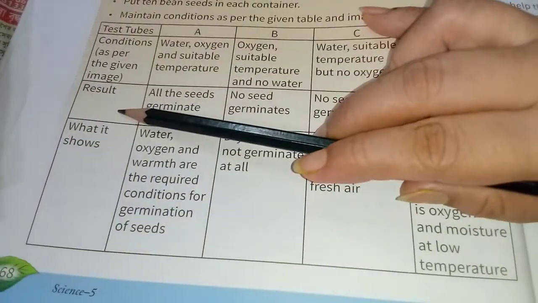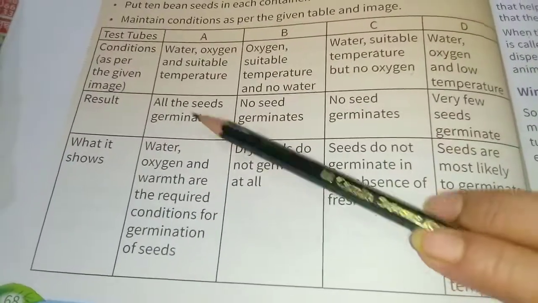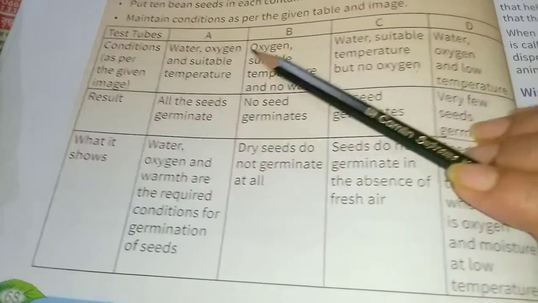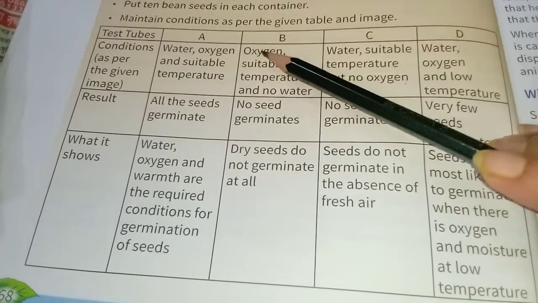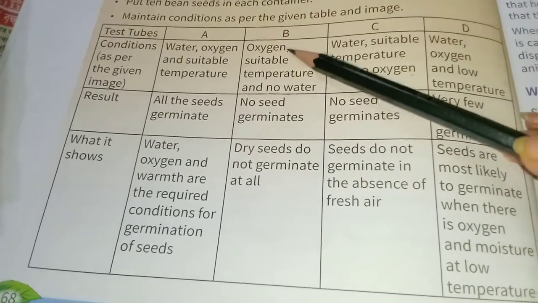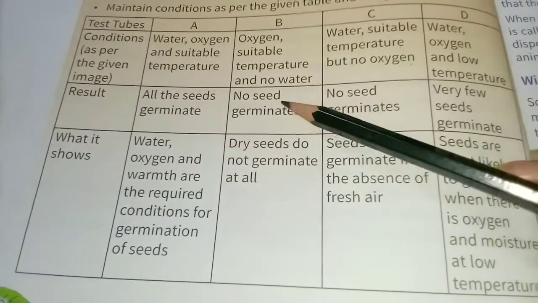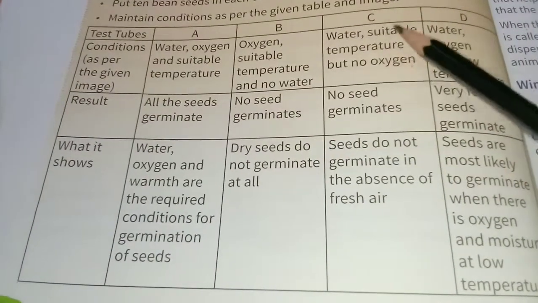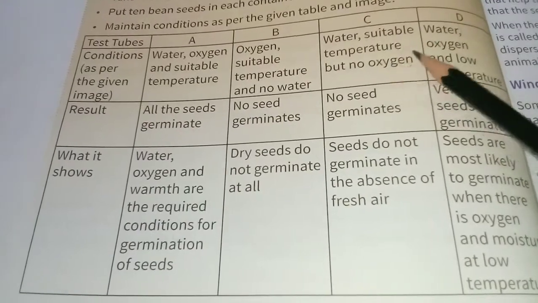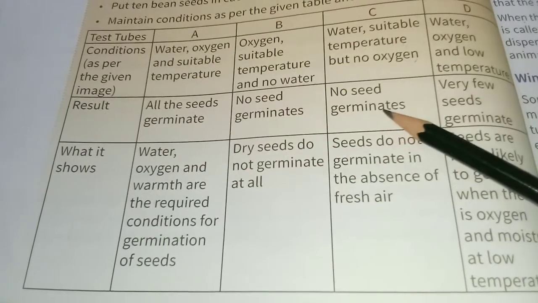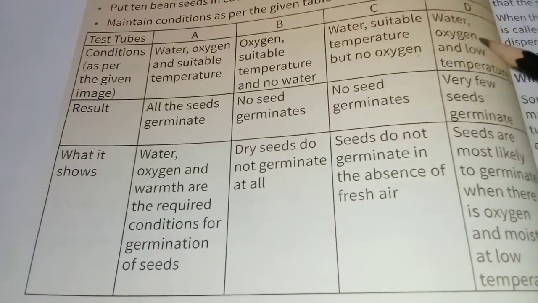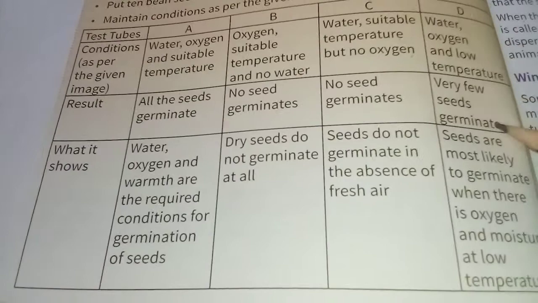Then what will be the result? From bottle A, all the seeds germinate because they get the water, oxygen and suitable temperature. And in bottle B, there was oxygen, suitable temperature, but no water, so no seeds germinate. Water, suitable temperature, but no oxygen, no seed germinates. Without oxygen, seed cannot germinate. And with water, oxygen and low temperature, very few seeds germinate.